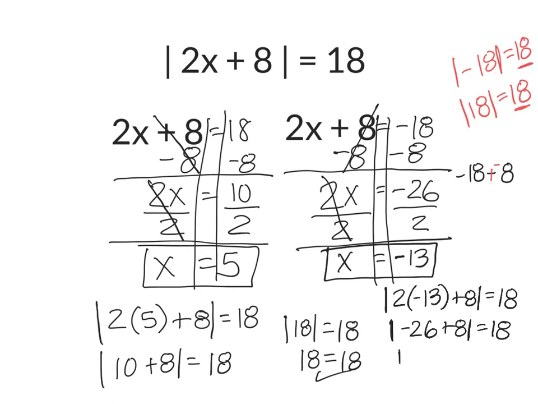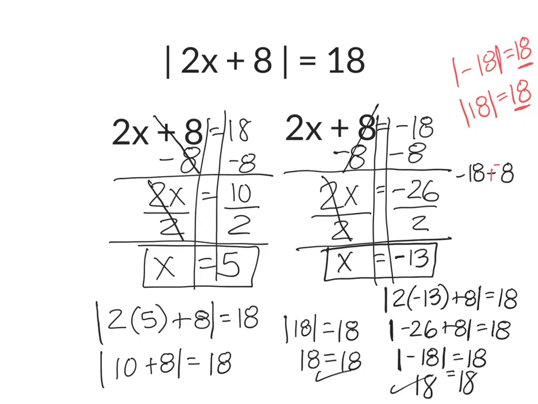If I added them up and canceled out my negatives and positives, I have negatives left over, and I would specifically have 18 negatives left over. The absolute value of negative 18 is 18. So then 18 equals 18.